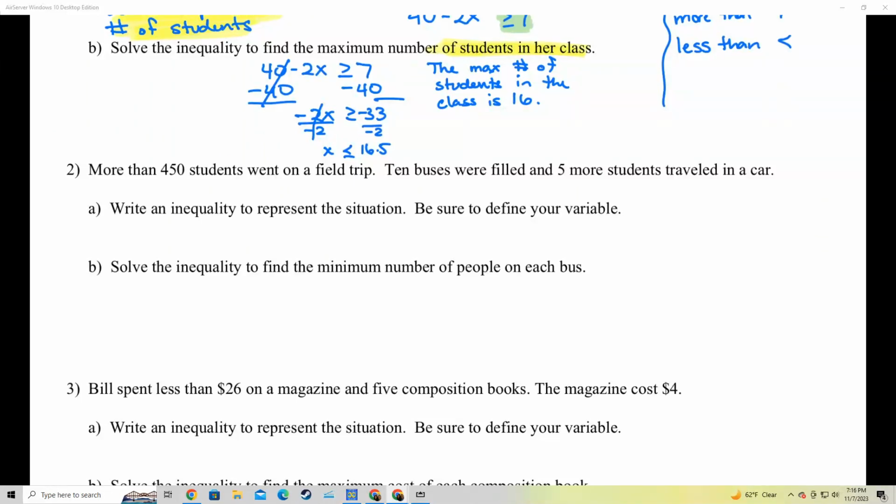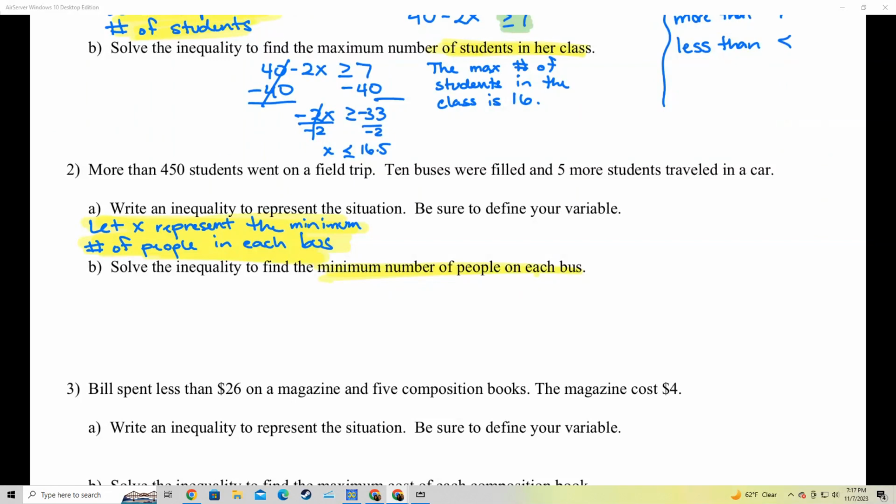Be sure to define my variable. Again, your variable is going to be most of the time the item that you're trying to find. And in this case, I'm trying to solve for the minimum number of people on each bus. So I'm going to say let x represent the minimum number of people in each bus. Again, usually it's going to be exactly what the question is asking you for.